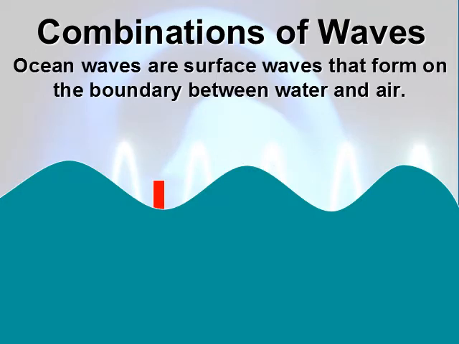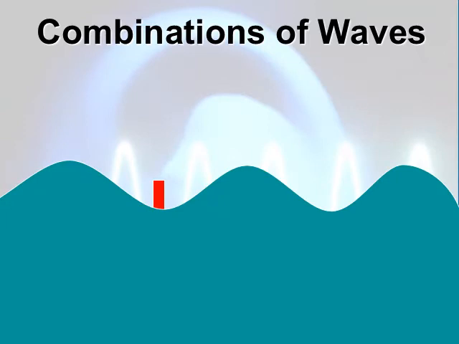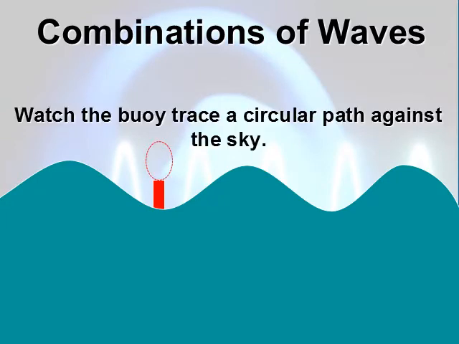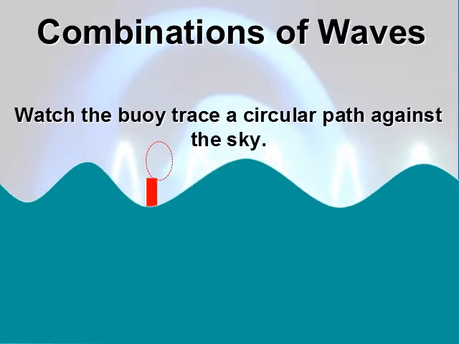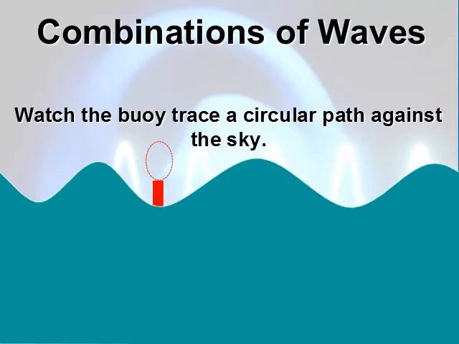So think of ocean waves and a buoy floating on the water. Combination waves or surface waves form between two different media, in this case the boundary between water and air. So watch the buoy trace a circular path against the sky. So that shows how objects floating in the ocean are going to create a combination pattern where it's moving somewhat like a transverse wave and somewhat like a compressional wave.